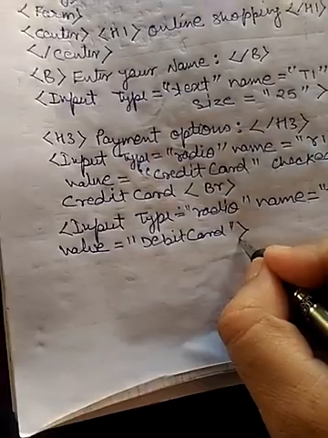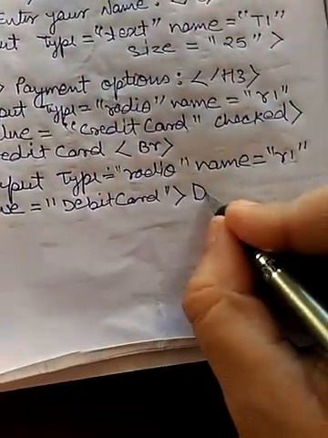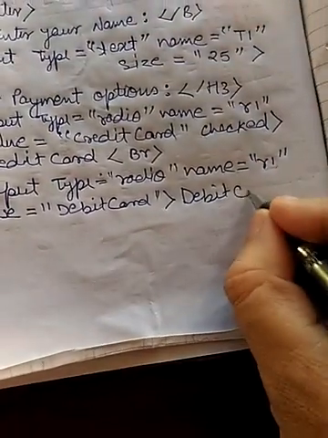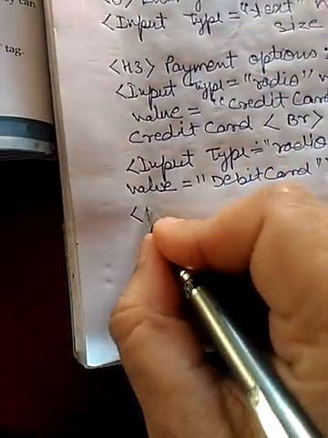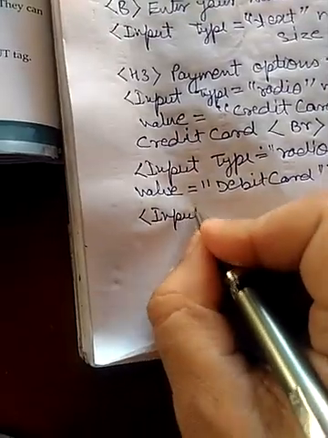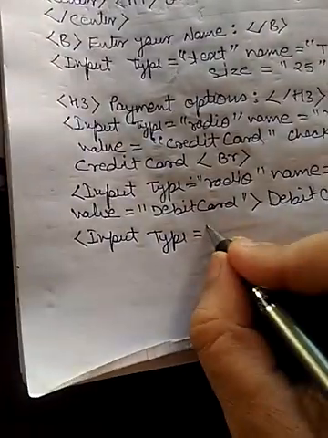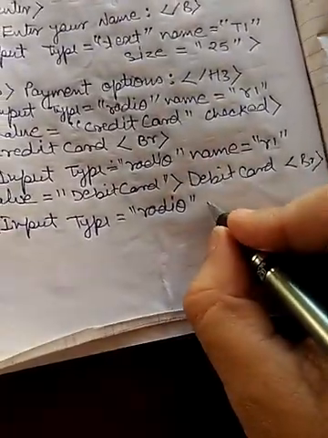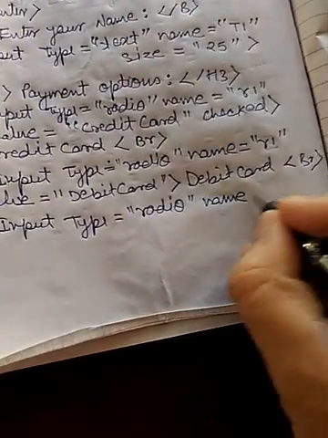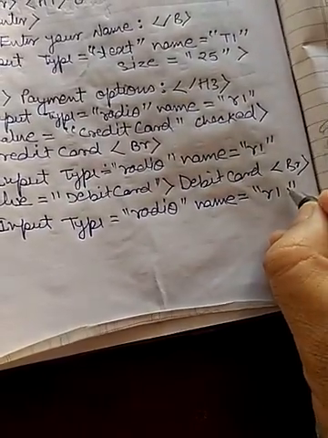After that, we want to write the text which we want to display. Let us say we want to display debit card. And after that, BR, break line. Okay. Now the third option we want to create. Again, how? Input. After that, type. Type is what? Radio. After that, name. You want to put the name in the same control, so we are writing the name, let us say R1 here.